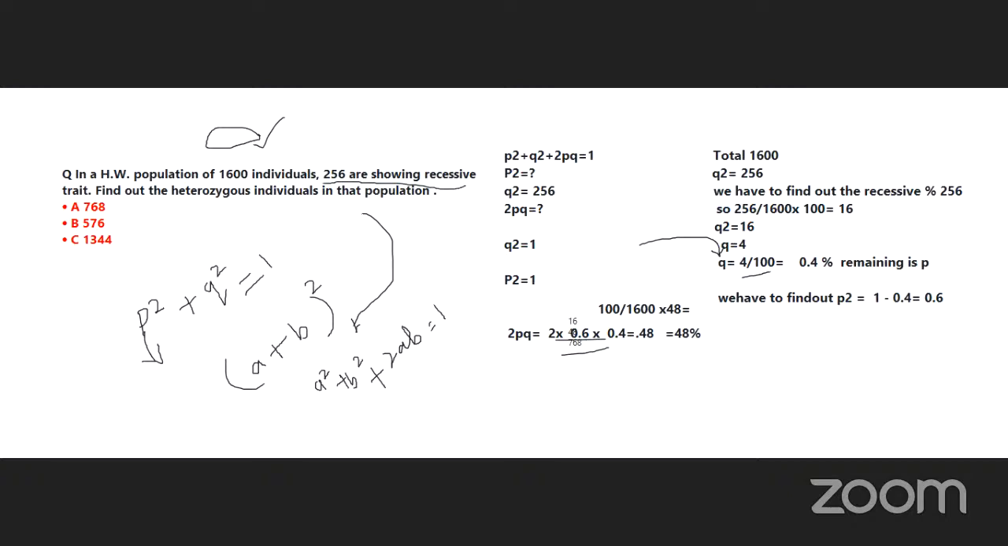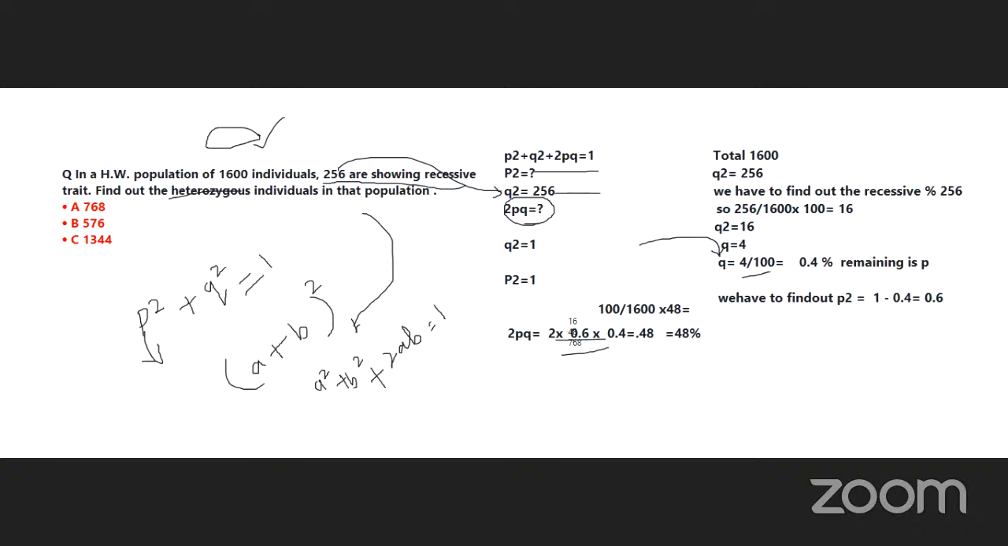Here, what they have given is that 256 are showing the recessive. p is the dominant one, q is the recessive one. That's why I have chosen 256 as the recessive character. That means q is recessive, p is dominant. And 2pq is what we are going to find out, because it is the heterozygous condition, where both characters are present. So pq.